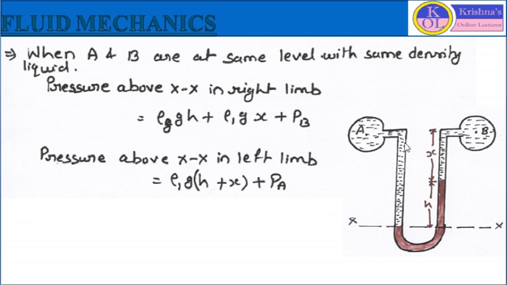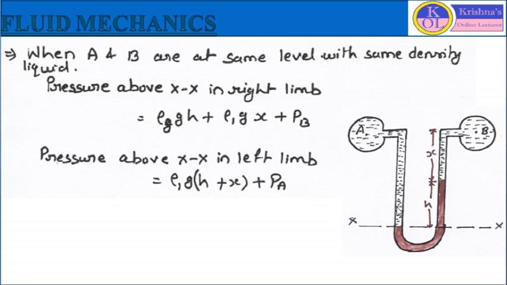First we will find the pressure above the datum line XX in the right limb. We can find it in the left limb or the right limb, whichever you want. Here we are finding it in the right limb, where we consider pressure PB. So it will be PB plus, for density ρ1, ρ1 G into distance X, plus ρg G into distance H. This is the pressure in the right limb above XX.